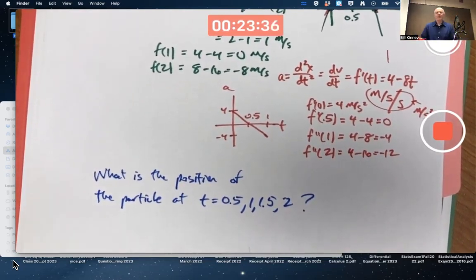Now, technically speaking, the way this problem is phrased, the answer depends not just on the velocity, but also where you start. Are you really starting at position 0, the origin, at time 0, or not? Because if you're not, you have to adjust for wherever you're starting at time 0.